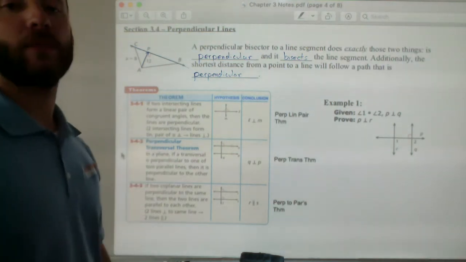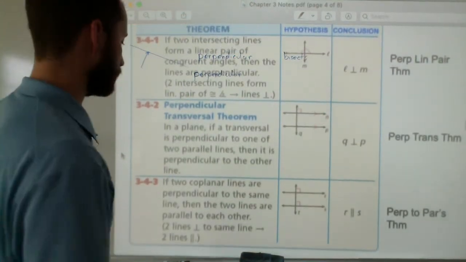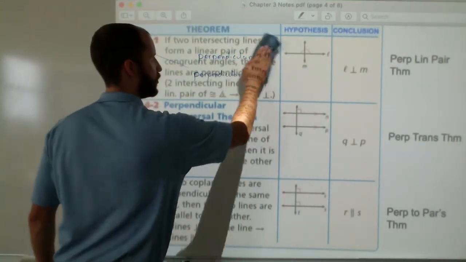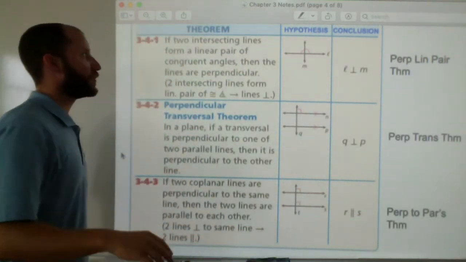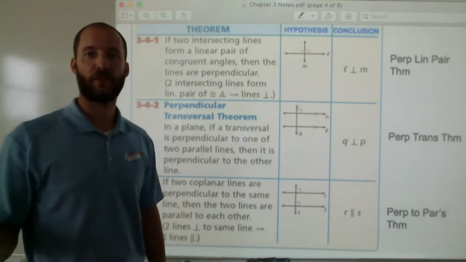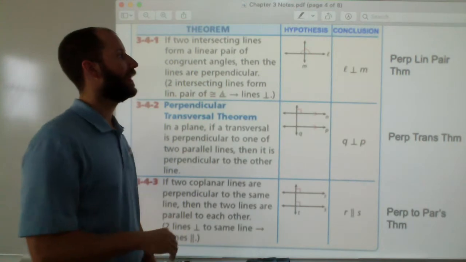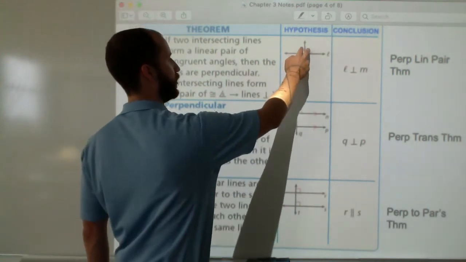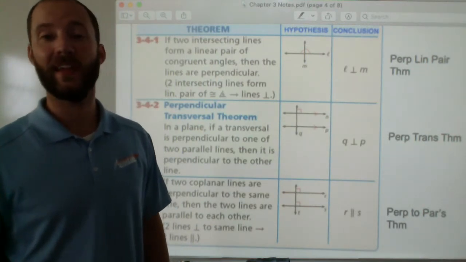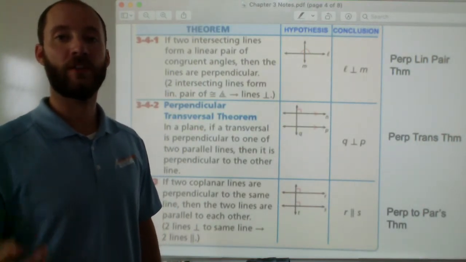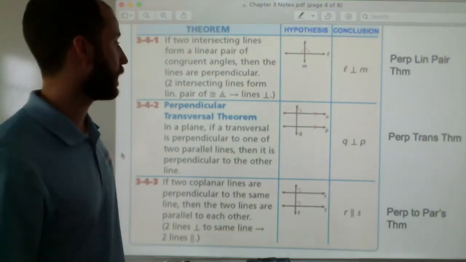So some interesting theorems that we get from these perpendicular relationships. And I have some shorthand over to the right that we can utilize. But two lines intersect, they form a linear pair. That always happens. Two lines intersect, there's always going to be linear pairs. If the linear pair of angles are congruent to each other, then those lines are perpendicular, which makes sense. If the linear pair is congruent to each other, the two angles add to 180, but they're the same measure, well, they both must be 90 degrees.